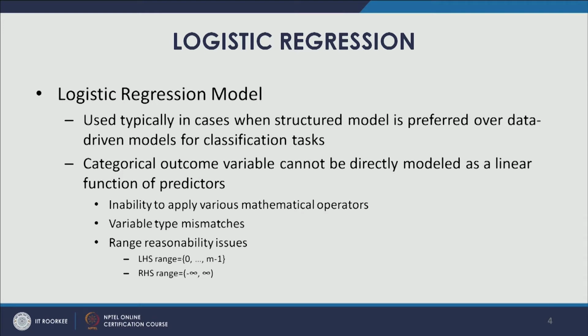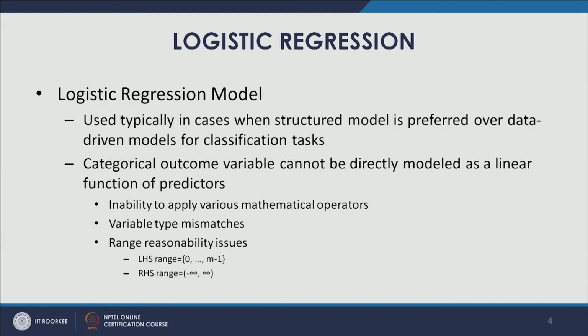Typically this model, as we talked about, is for classification tasks. It is used in cases where a structured model is preferred over data driven models. We have discussed a few data driven models, like Naive Bayes and KNN. However, when we require a structural model, when we have some assumed functional form between the outcome variable and the set of predictors, or we understand that there is some relationship between the predictors and the outcome variable, and we are looking to model that, then logistic regression is the equivalent structural technique for classification, just like linear regression is for prediction.